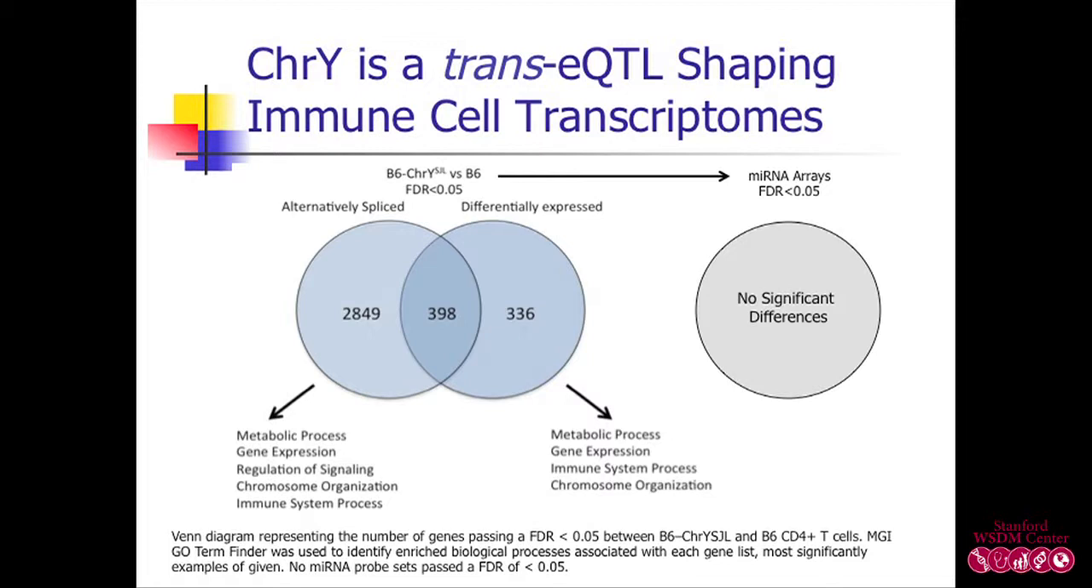The other point is that we looked at microRNAs and saw no significant differences in microRNA expression in CD4 T cells as a function of the Y chromosome. So this polymorphic variation in the Y chromosome is in some way affecting splicing of transcripts within CD4 T cells at the basal level, before those cells are ever activated. Importantly, we went on to show that this translates into functionality.